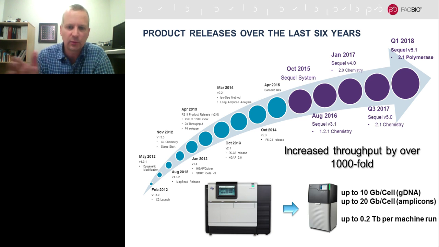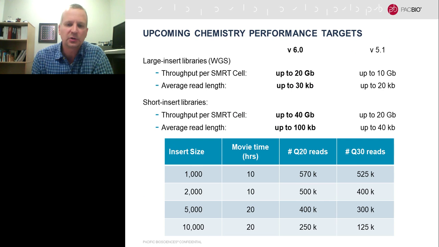I showed this slide before, and we continue to innovate, develop and increase the throughput. So this is an upcoming chemistry performance with the new targets. On the right, you see the current version 5.1, and we will again increase the throughput per SMRT cell, both for large insert libraries for genome assembly, as well as for amplicons. And as you can see, the new version 6 in the middle, for amplicons, has a quite dramatic increase in both the throughput per SMRT cell, up to 40 gigabases now, and up to 100 kilobases in average read length. That gives you even more power with this unique CCS approach.